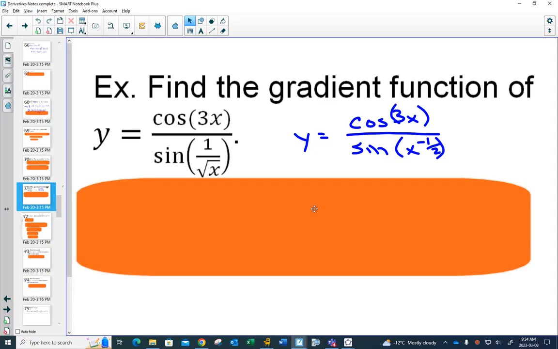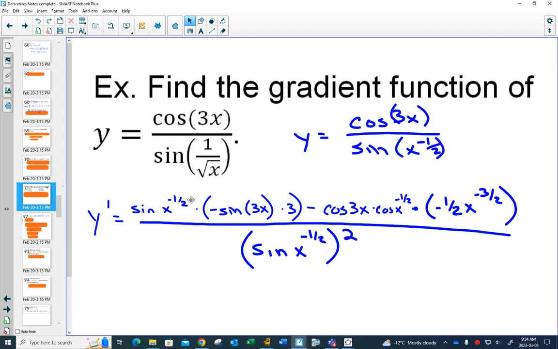All right, let's see how I did. Keep the bottom the same. Multiply by the derivative of the top. And in the derivative of the top, we have a chain rule, because there's a 3x inside of cos. So we do the derivative of the outside function, keep the inside the same, and then multiply by the derivative of the inside. Quotient rule continued.